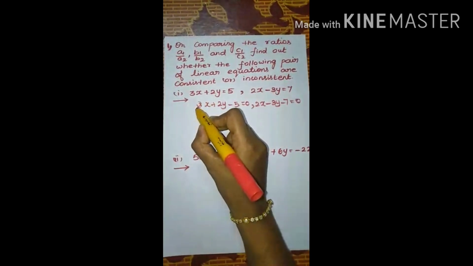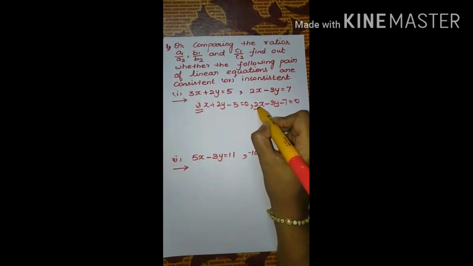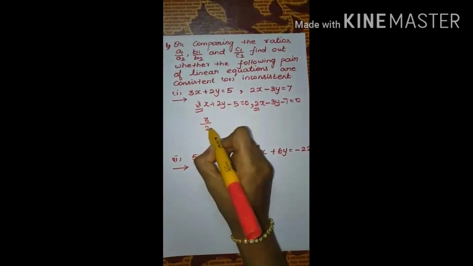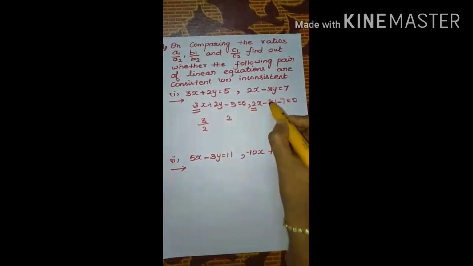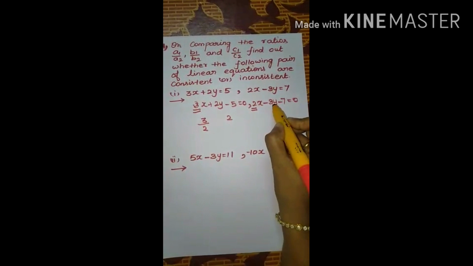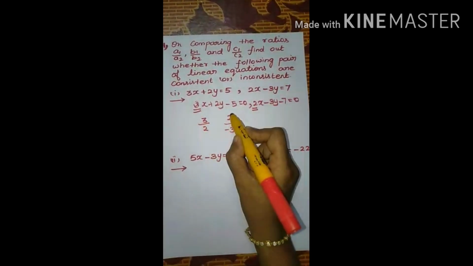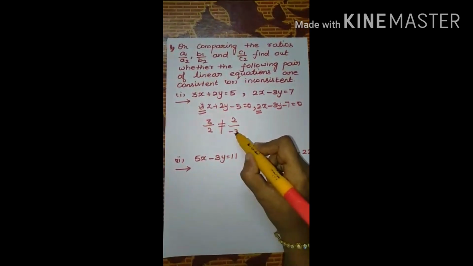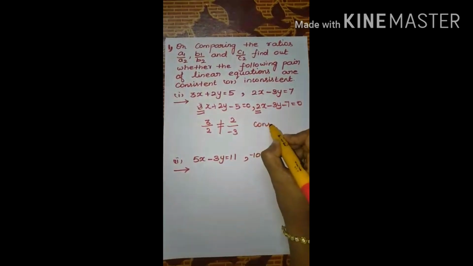Now this is our coefficient of x, a1. In the second equation, the coefficient of x is a2. So we have to write a1 by a2. The next one, the coefficient of y is b1, that is 2. In the second equation, the coefficient of y is b2, that is minus 3. a1 by a2 is not equal to b1 by b2. That is actually intersecting lines. So we get a unique solution. So consistent. The result is consistent.